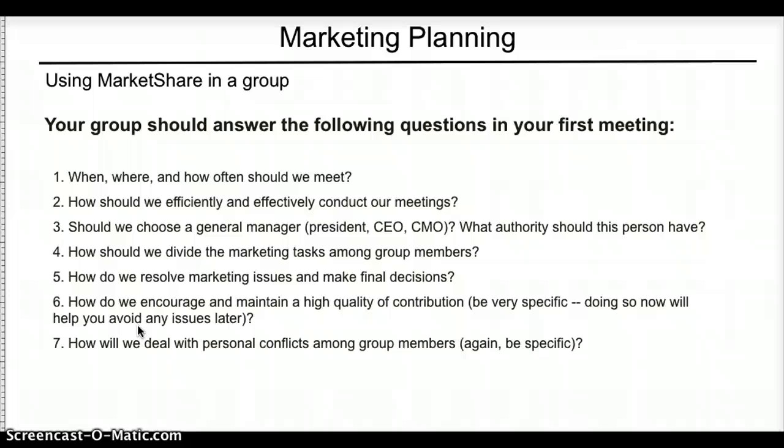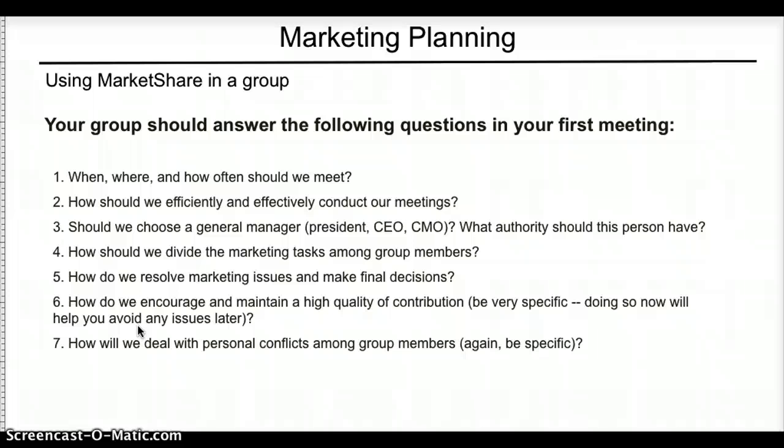You should also define for your team what you mean by contribution, and more specifically, high quality contribution. And again, it's important to be very specific. Doing so now will help you avoid any issues later. But it's also important to be clear when someone says, I expected that you would provide a good written document. What does good mean, right? And making sure that we all are on the same page. So that's one of the issues that you and your team members should discuss.